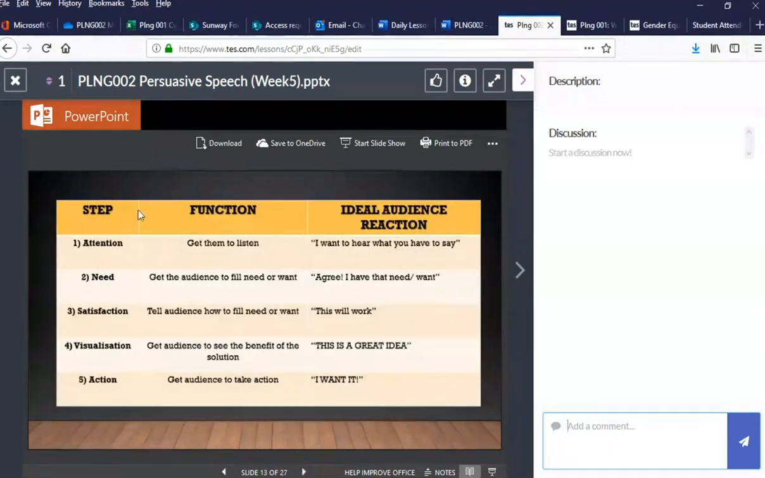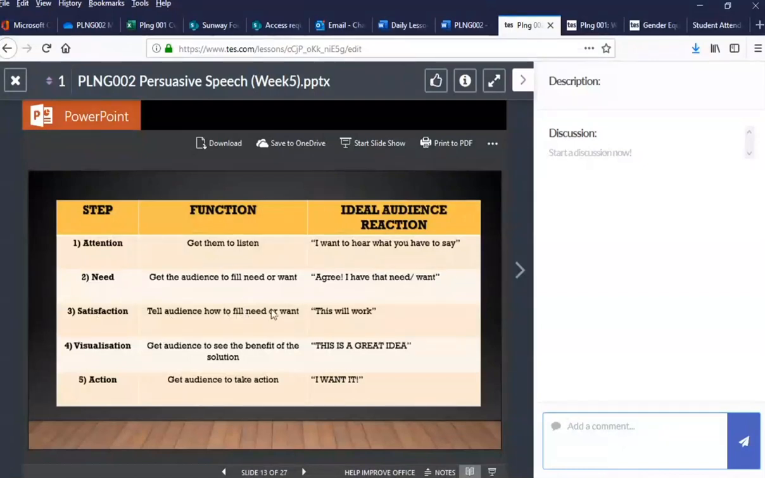So these are some examples of the attention step, the different steps in Monroe's motivated sequence organization. We start with attention, where you get them to listen. The ideal audience reaction is: I want to hear what you have to say. When you start talking, you want the audience to listen to what you have to say. Then after that comes the need, the problem, where you get the audience to feel the need and want: I agree that I have that need, I have that want, so I have that problem.